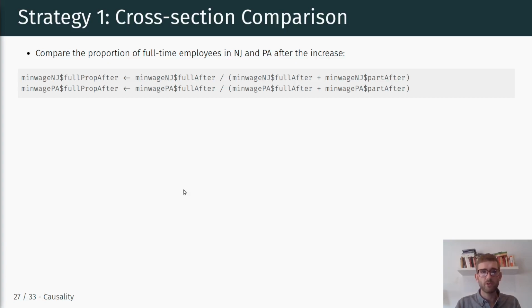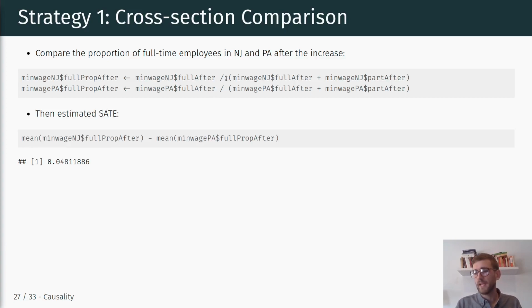And so in order to compare the proportion of full-time employees in New Jersey and Pennsylvania after the increase, we again compare this proportion in both states, and this is the similar computation that we did before, just for the period after the minimum wage was increased. And then we estimate the sample average treatment effect by subtracting the average proportion of full-time employees in New Jersey minus the proportion of full-time employees in Pennsylvania. All right, and we see that here, at least, the proportion of full-time employees in New Jersey is 4 percentage points higher than in Pennsylvania.